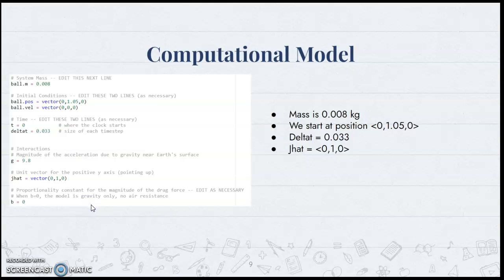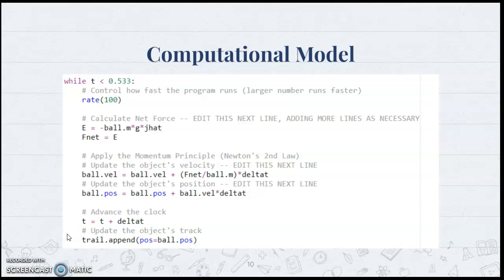I then used the GlowScript software to computationally model the position and speed of the glue stick. The expo marker's mass is around 0.008 kilograms, and I inputted the initial conditions that were just shown on a previous slide. Our delta t is 0.033, which represents our time step from Tracker. This computational model will model the motion of the glue stick without applying any drag force, so the proportionality constant is 0. In the while loop, since our net force only includes gravitational force, our equation is negative mg times gravitational constant times j hat.